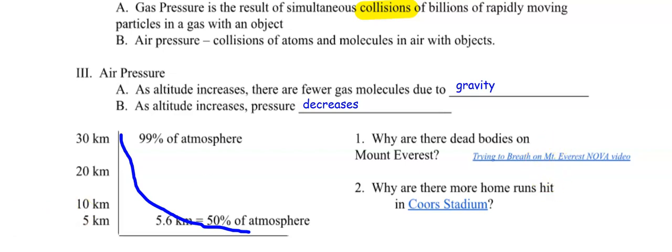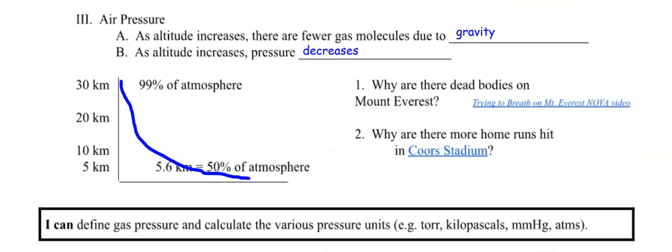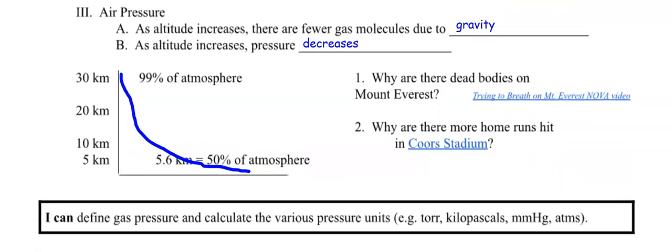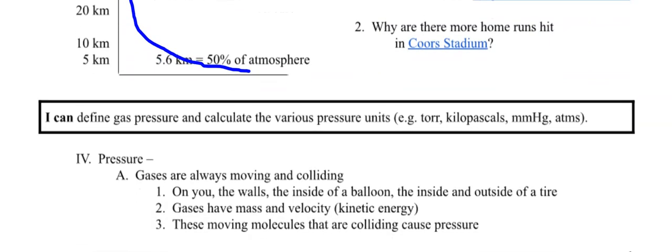So, all right, let's go on. Let's define gas pressure and calculate the various pressure units. We're going to talk about torr and kilopascals and millimeters of mercury and atmospheres and things like that. So let's check this out. Once again, let's repeat this: gases are always moving and colliding. They're going to be colliding on you, on the walls inside the balloon, inside and outside of a tire.